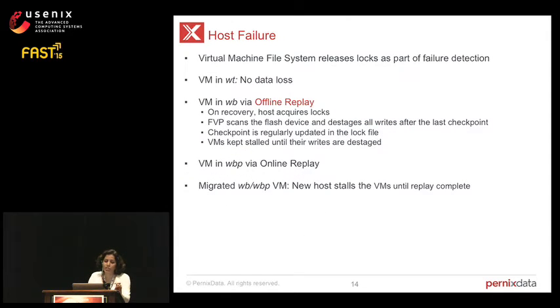Next, in the case of host failure. In the case of host failure, again, the virtual machine file system will release a lock as part of failure detection. For VMs in write-through, again, there is no data loss. For VMs in write-back, recovery is instrumented via a process called offline replay. When the failed host recovers, it scans its flash device, looking for all the dirty writes for those affected VMs, and then it will replay or flush those writes to SAN. Once it has done that, it will uninstall the VMs if they have already come up online, and then the VMs can go on from there.